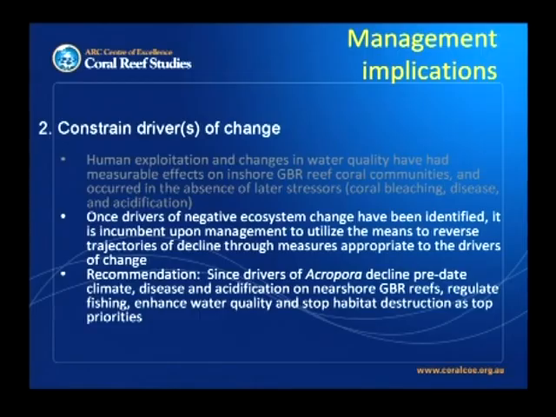So once the drivers of negative ecosystem change have been identified, then it's incumbent upon management to actually utilize the means to reverse the trajectories of decline, based on the knowledge of what those drivers were. So the recommendation here would be, since the drivers of Acropora decline predate the climate, disease, and acidification impacts on the nearshore GBR reefs, we want to regulate fishing, enhance water quality, and stop habitat destruction as top priorities. Now, this isn't really earth-shattering news, but what it means is that marine historical ecology adds significant empirical weight to a sound management approach.